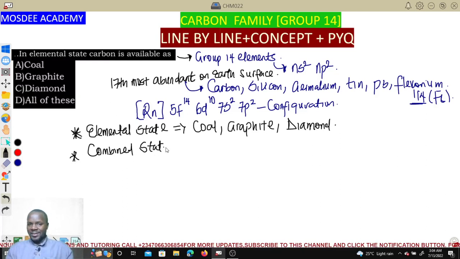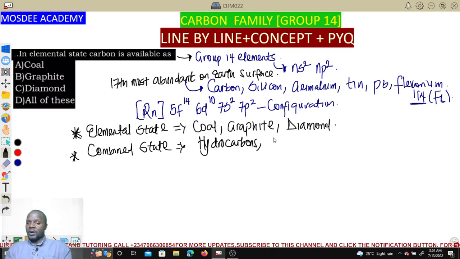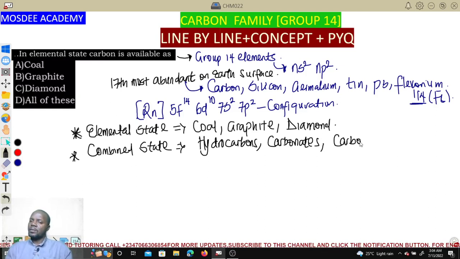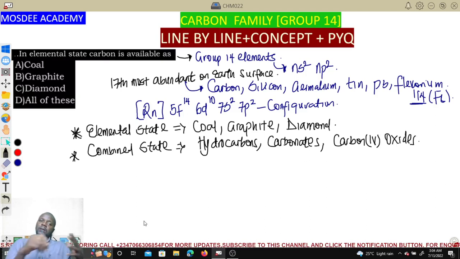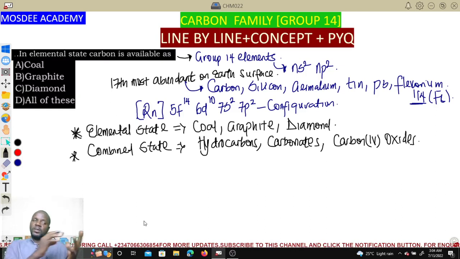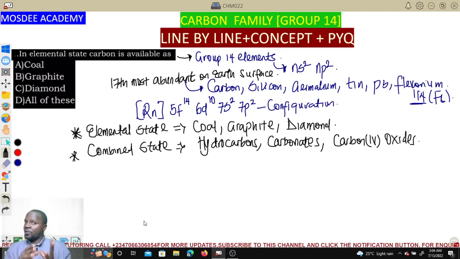As a combined state element, you can see it in hydrocarbons. Everybody should remember that from junior classes. You can also see it in the form of carbonate, whether it's a carbonate or bicarbonate, and you can also see it in the form of carbon dioxide. So that is the nature in which you can work with it, both as an element or in the form of a combined state.